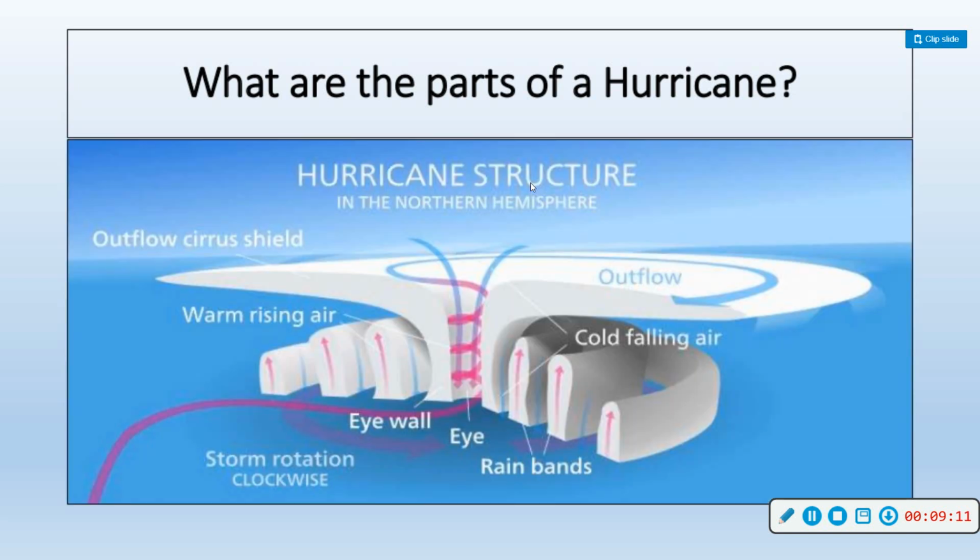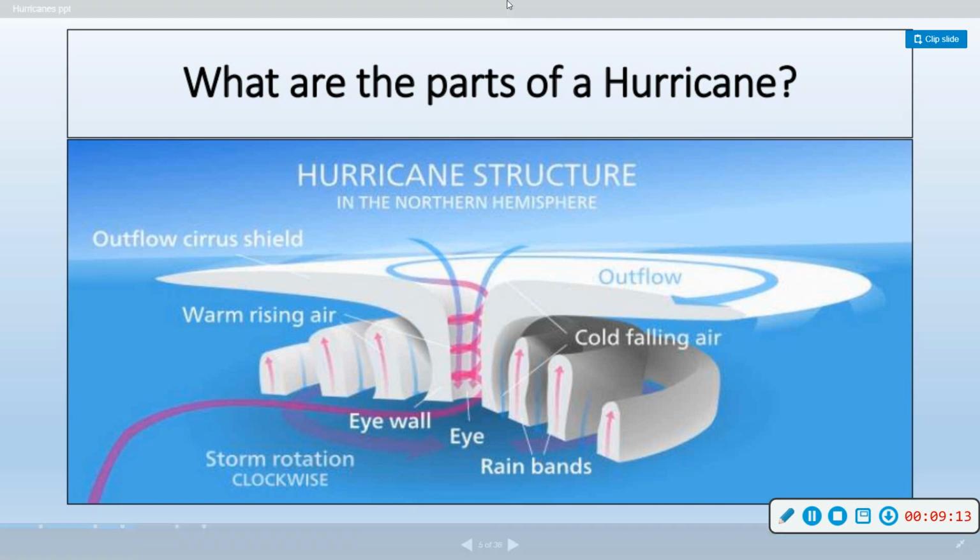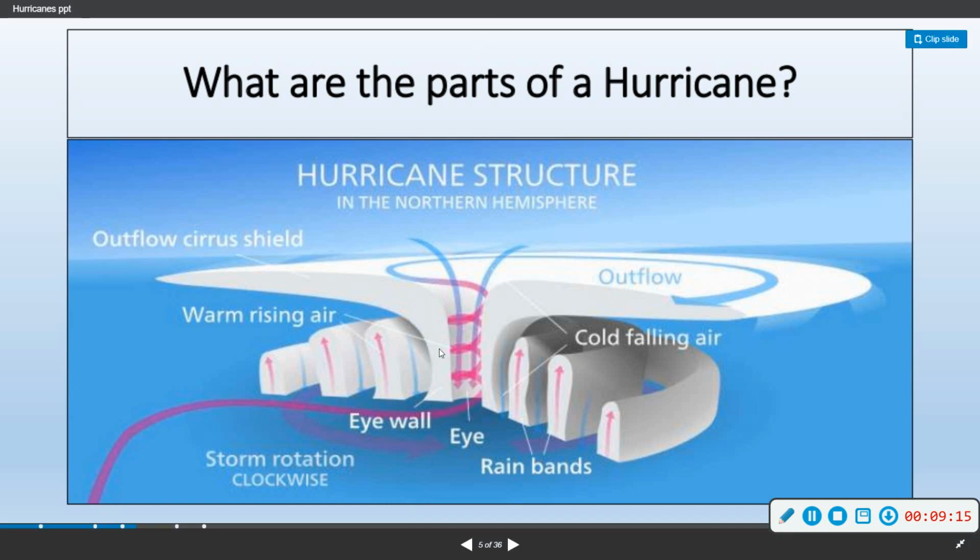Okay, so this is the structure of a hurricane. As you can see, you have the eye in the middle, the eye wall, and you've got your rain bands. You've got the cold air going up, and the warm air swirling around.